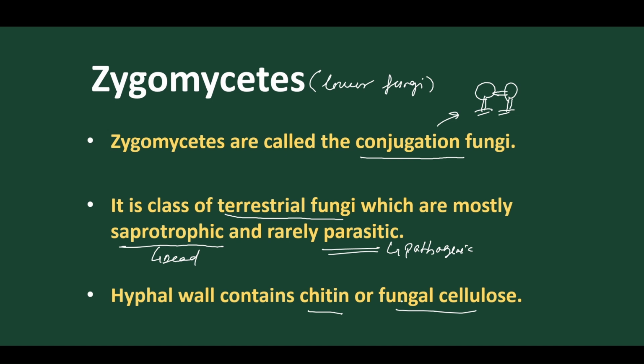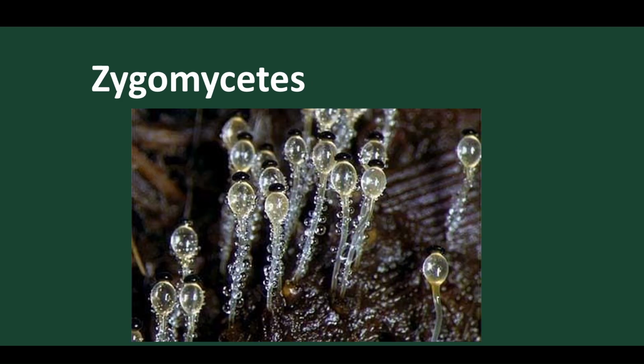Now the hyphal wall contains chitin or fungal cellulose. In Oomycetes we discussed that the hyphal wall is made up of cellulose with fungal chitin, but here it is totally 100% chitin or fungal cellulose. It is the distinct character of this fungi called Zygomycetes. These are the sporangiophores, and these are the sporangia present. We will discuss the details later.